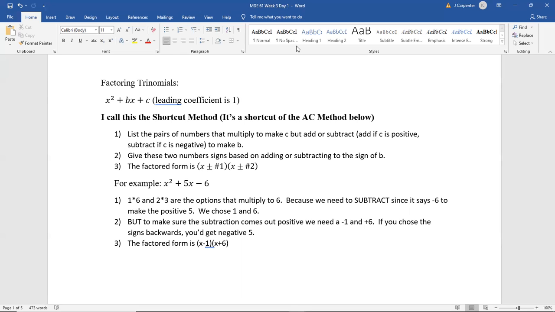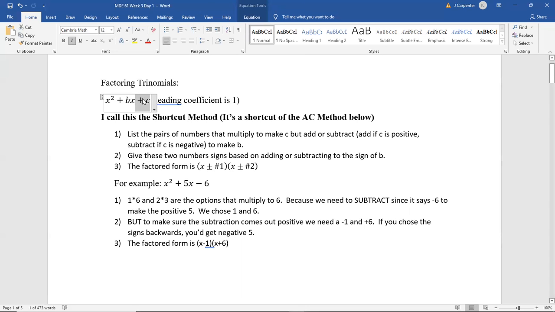All right, so that being said, I just want to remind us what the shortcut method is, which is only applicable for trinomials where the leading coefficient is 1. There's no number in front of the x squared. You take the number at the end, including its sign, and you list the pairs of numbers that multiply to make that number. So if it was, say, 12: 1 times 12, 2 times 6, and 3 times 4.